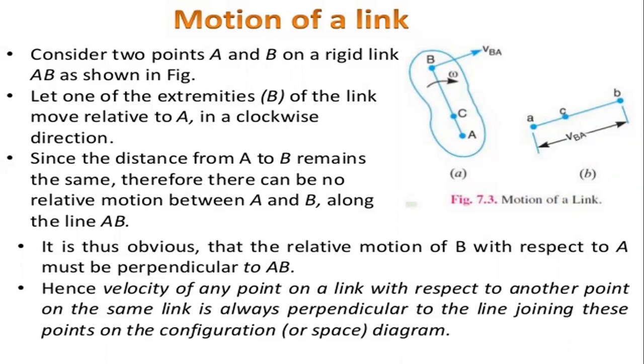Here I am taking two points A and B on a rigid link AB. This is the rigid link, and I am taking the two points A and B on it. So consider two points A and B on a rigid link AB as shown in the figure. This is the machine for which the motion of a link is to be calculated, and this is the link AB.